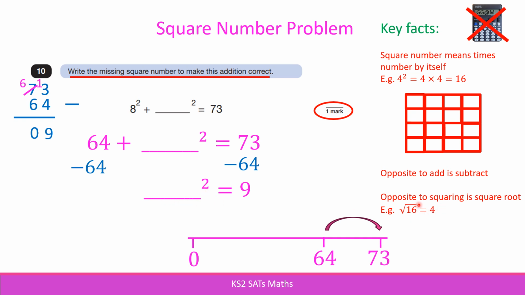So remember we said the opposite to squaring is the square root. Something times by itself has got to equal 9, so you've got to think through your numbers. If you're unsure, just start at the beginning. 1 times 1 is 1. 2 times 2 is 4. 3 times 3 is 9. And that's what we're looking for. So the square root of 9 is going to be 3, and that is the answer that needs to go on the line. If you work out 8 squared, which is 64, plus 3 squared, which is 9, 64 plus 9 gives you 73. Give yourself a big tick if you got the answer 3. Well done.